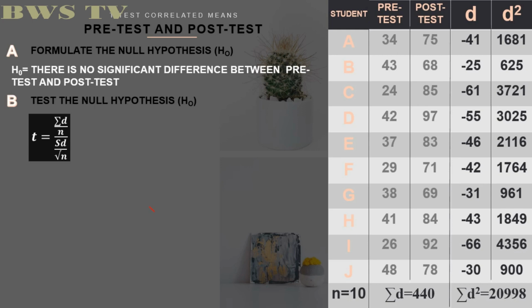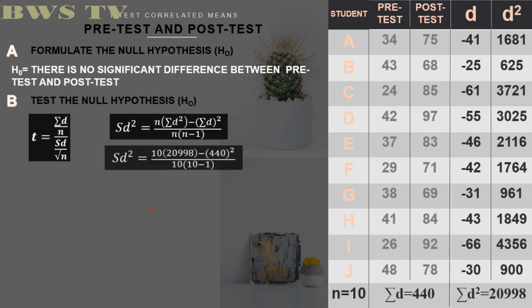We will be solving first for the SD squared because it is not found in the table and it will be needed to solve the t. N is equals to 10 times the summation of d squared, which is 20,998, minus the square of the summation of d, that is 440, divided by 10 times 10 minus 1.